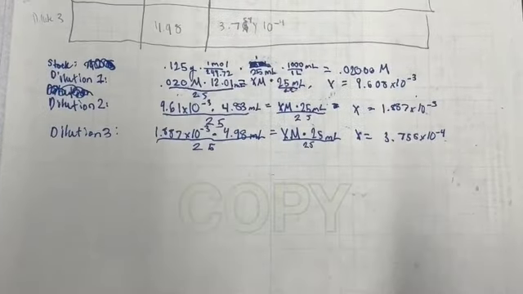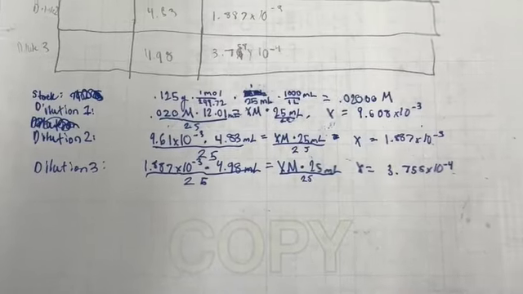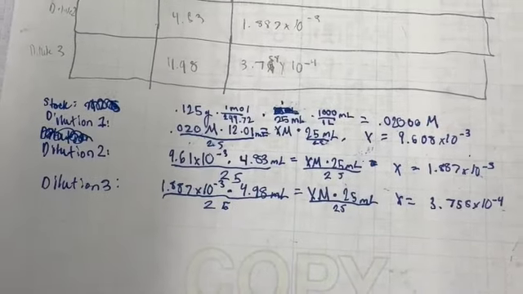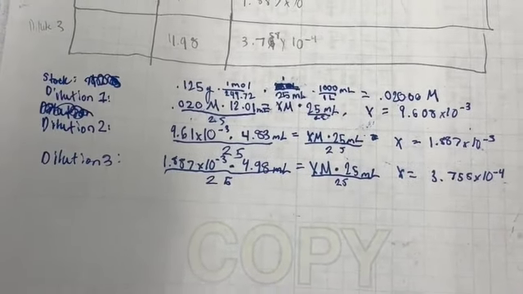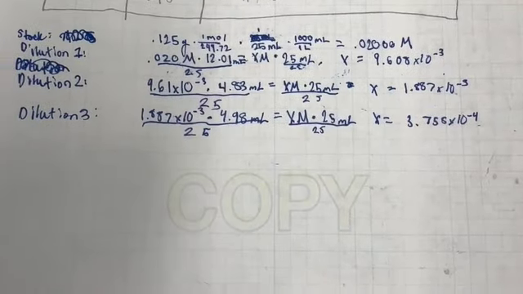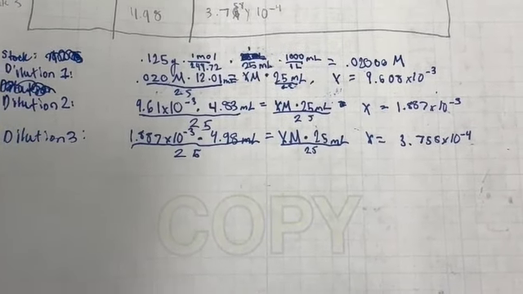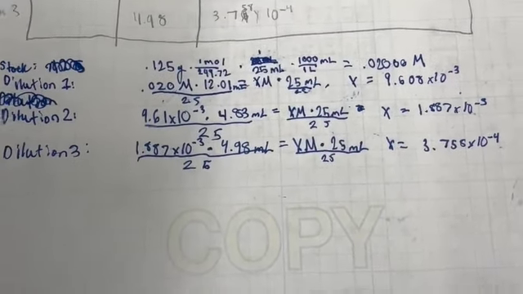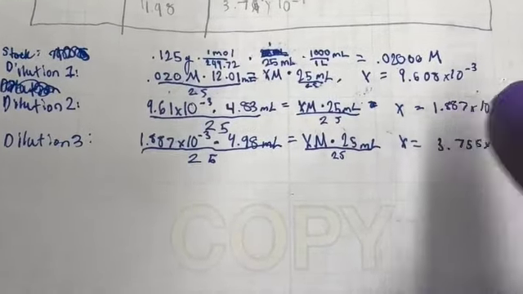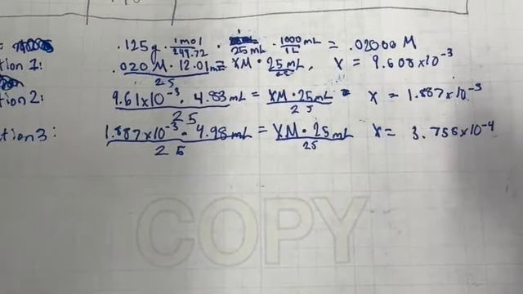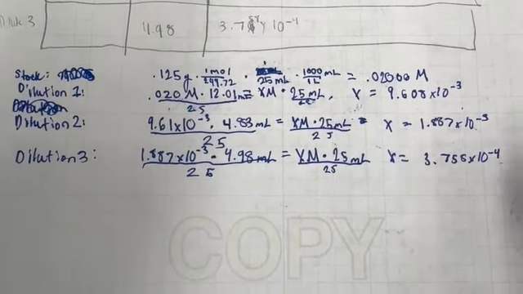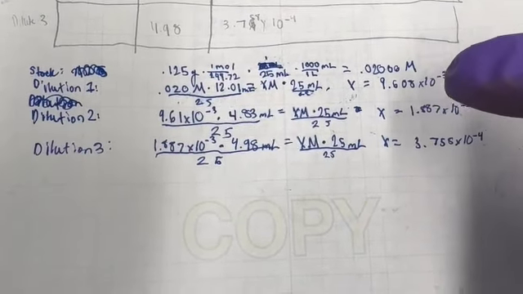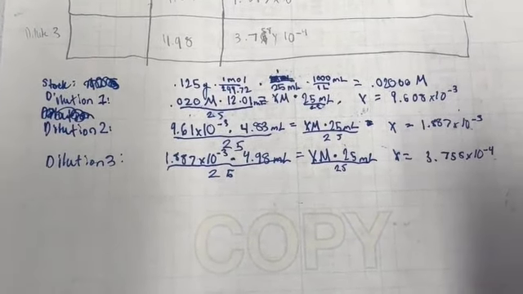So this is how we found the molarity of each data point. For our stock, we use the grams of copper sulfate pentahydrate that we delivered, which is 0.125 grams, divided by the molar mass, multiplied by the volume of the solution, and then we convert that into liters, and we get the molarity of our stock solution to be 0.2000.